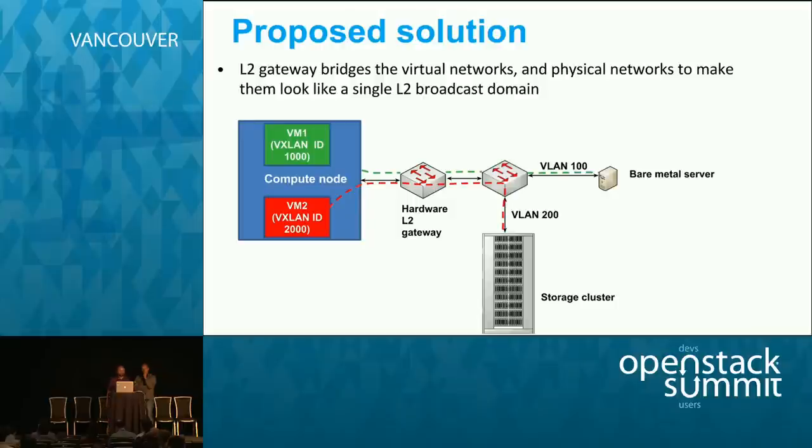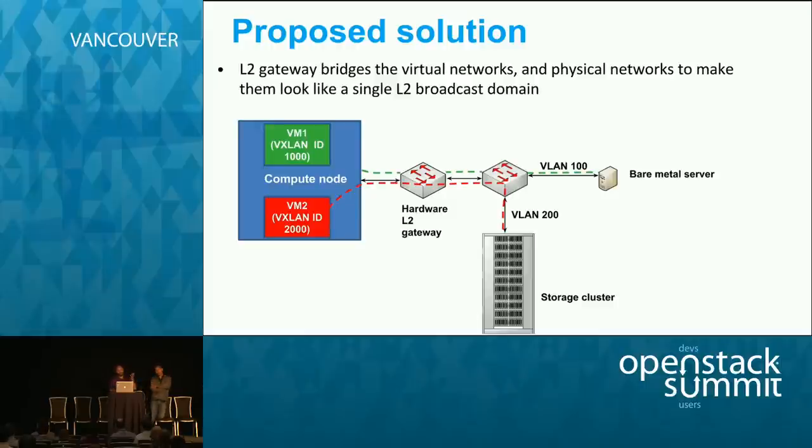So here is our proposed solution: an L2 gateway. In this initial implementation, we have used a hardware device, a physical switch, to implement it. But the way the API is constructed, it's really at an abstract level. You can build a virtual gateway. In the initial implementation, we have used VXLAN to VLAN bridging. In future, we will cover more, and we'll cover that as a part of our roadmap.